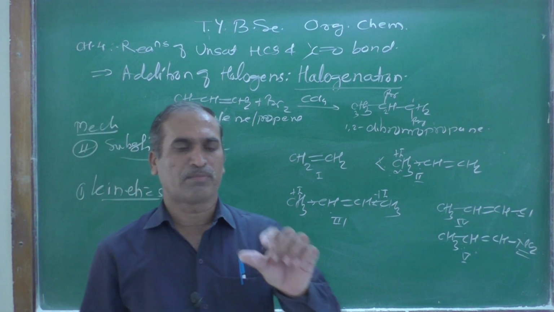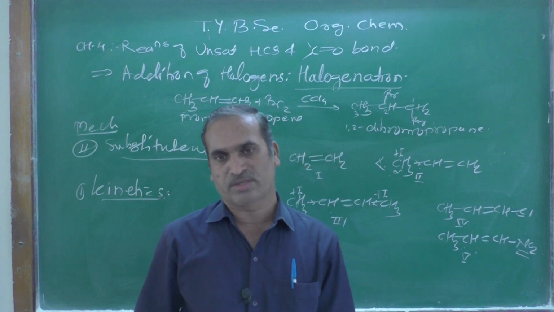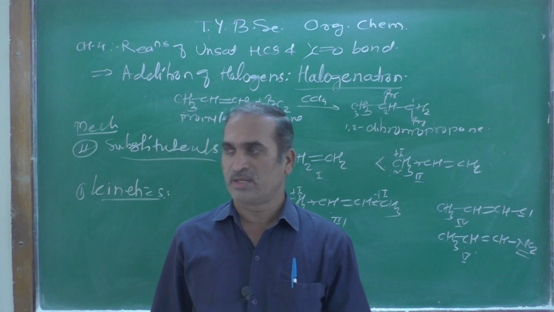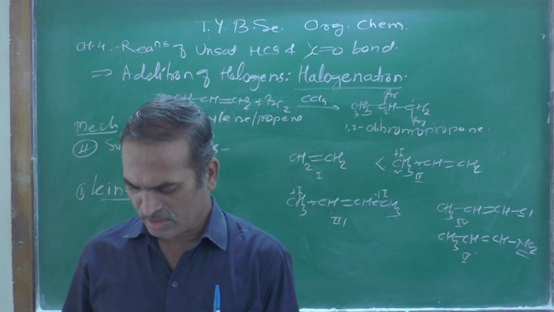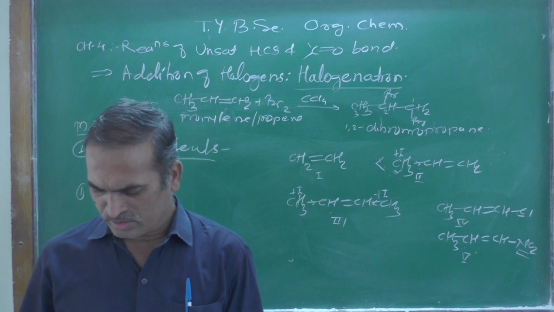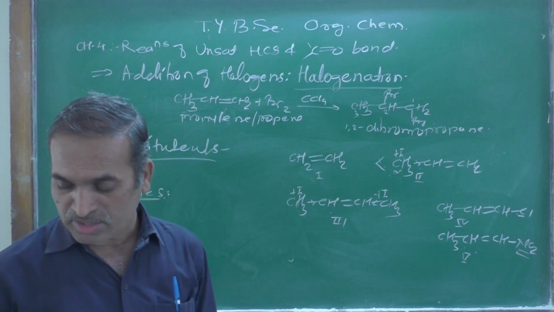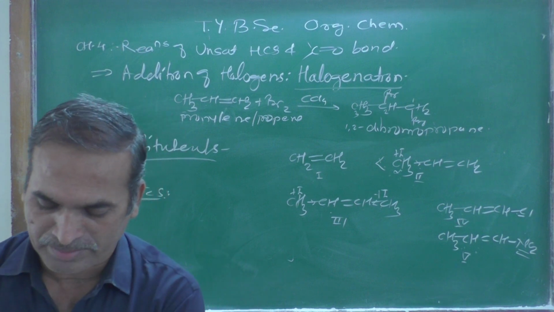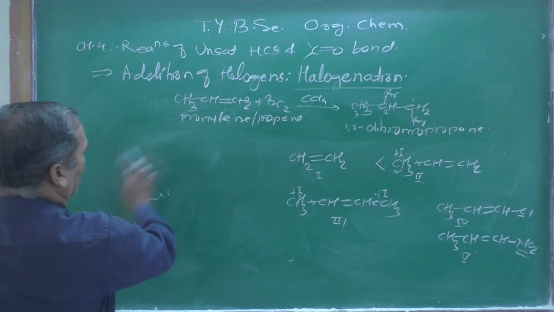Just remember, if an electron donating group is present on the olefin, that increases the rate of reaction. If an electron withdrawing group is present, it will decrease the rate of reaction of the alkene. So that is the thing there. And then the next one, the effect of added nucleophiles. If the concentration of the nucleophile goes on increasing, the rate of reaction also goes on increasing. Now let us look at the third parameter.